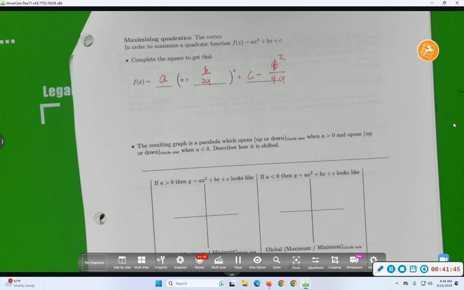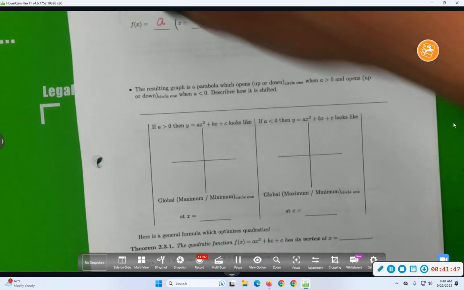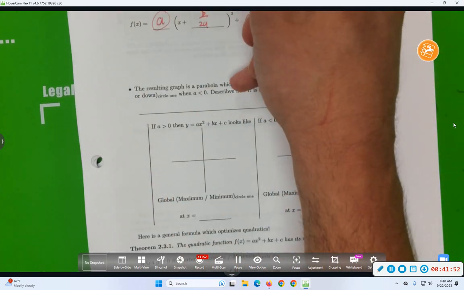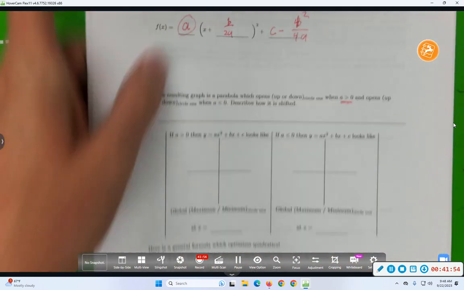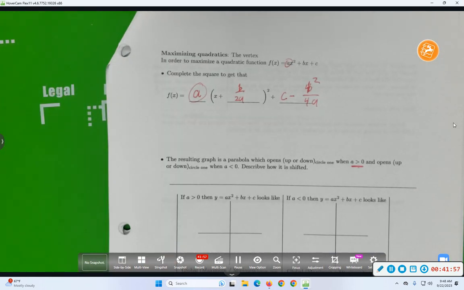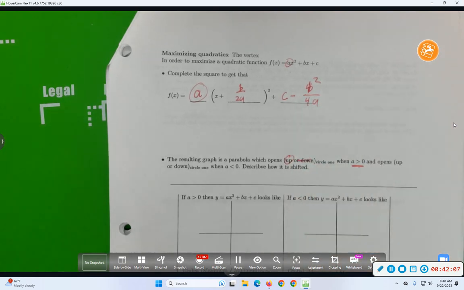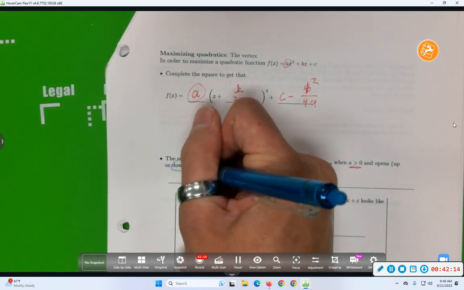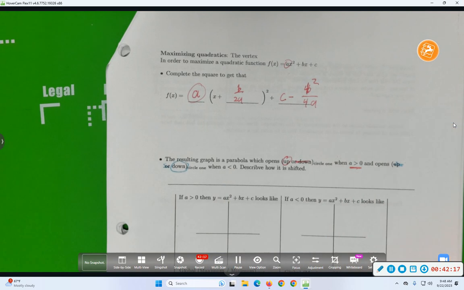So let's think about what that would mean about the graph. Let's suppose that this a were positive. Would the resulting parabola be upward opening or downward opening? Upward? If a were negative, then it would be upward opening or downward opening? Downward opening. If a is equal to 0, then it's not a parabola, it's a line, so you shouldn't be using this strategy at all.